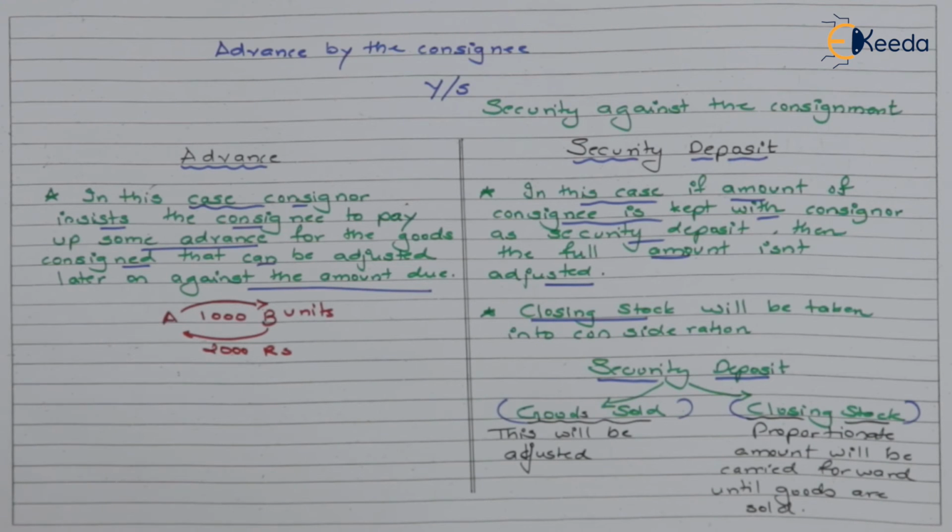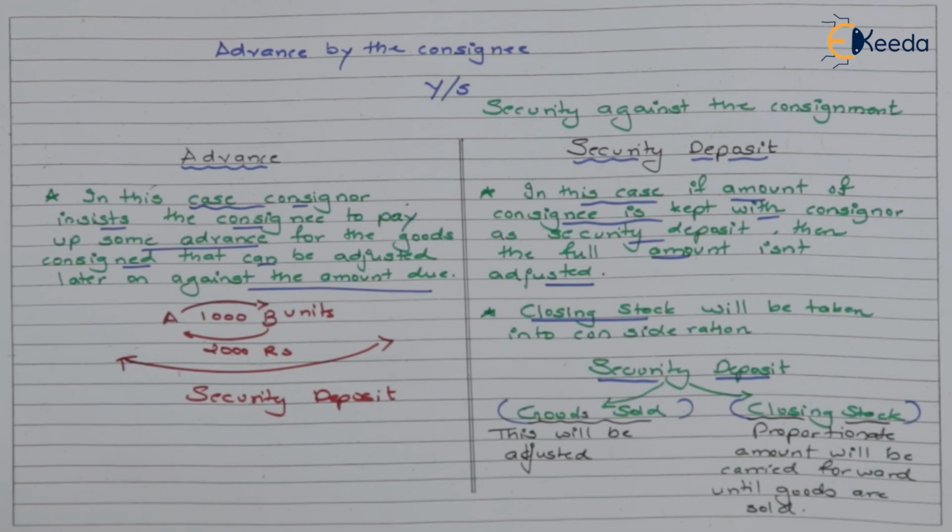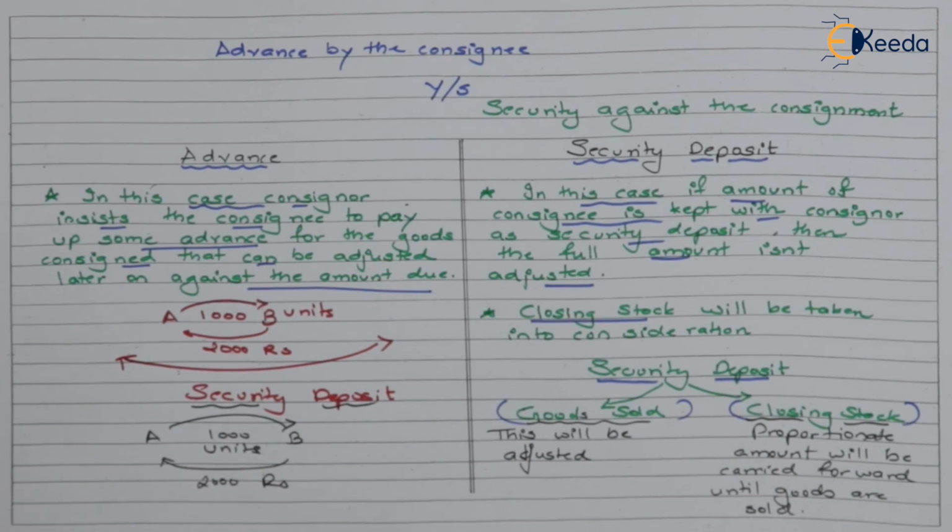However, if this is the case of security deposit, it changes completely. What needs to be done here? Again the same question, same scenario, just the security deposit amount will change. A consigns to B 1000 units of goods, and the security deposit kept by B with A is again 2000 rupees. As this is the case of security deposit, whenever a security deposit is concerned, the closing stock needs to be valued.